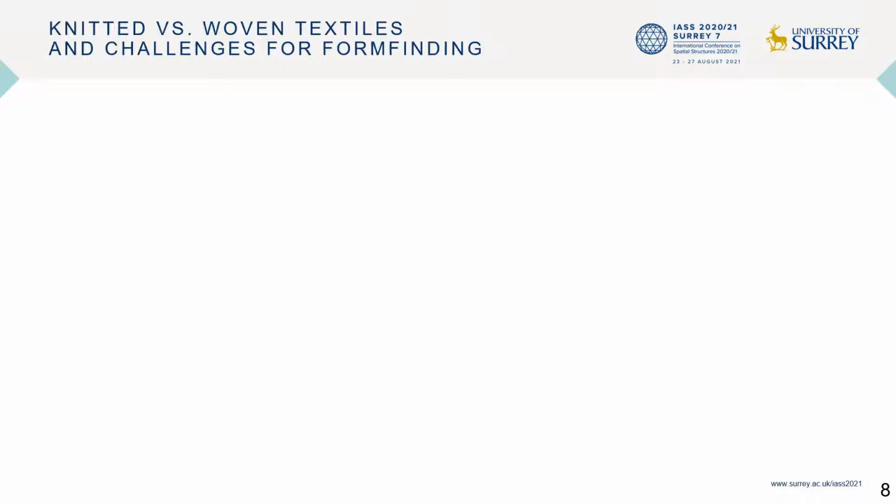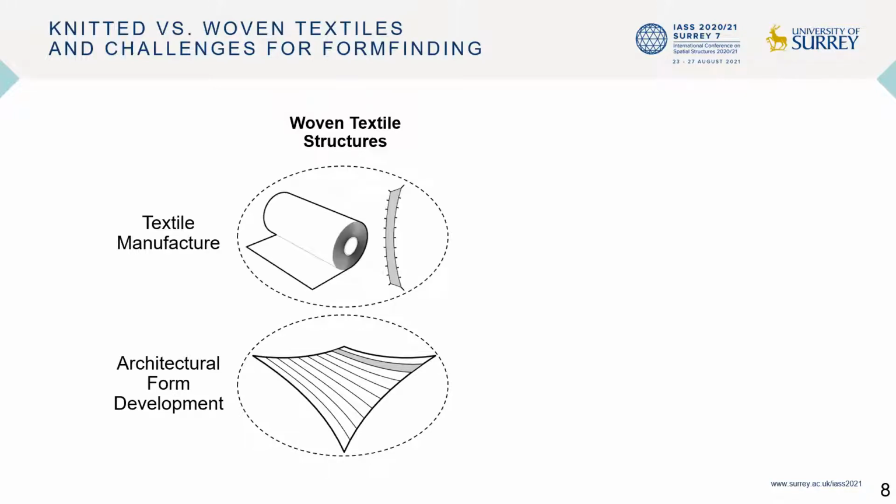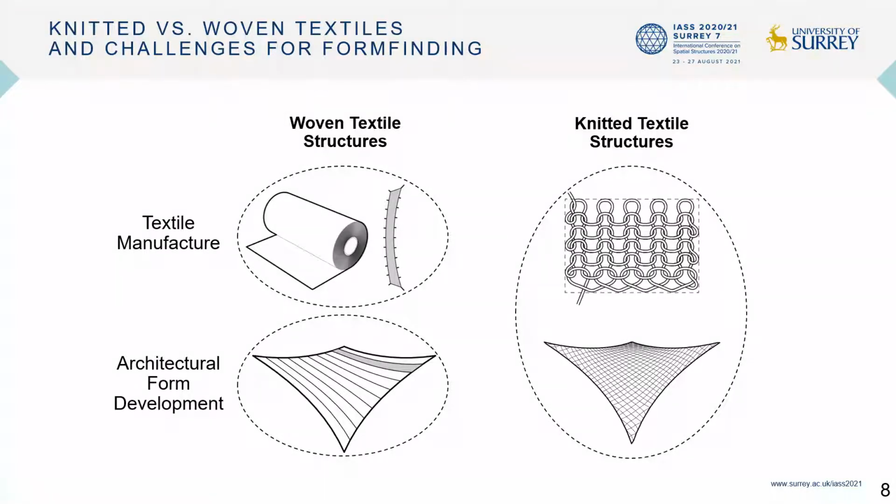Now I want to emphasize on a point. In common process of design and manufacture with the woven material, first we design the form and then we find the textile to fit it. So architectural form development and textile manufacture are separate processes. In the knitted textiles, however, these two are combined processes. We knit the textile and overall form seamlessly at the same time.